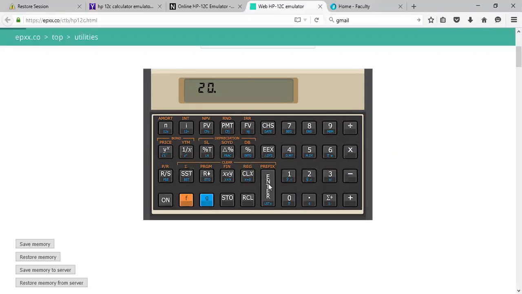So 20 is the first number we're going to use. So we enter it, and then the 10, multiply. So you get 200. Okay, and then let's say division, let's say 500 divided by 10. So 500, enter, 10, divided by, to get 50. Okay, so that's how you add, subtract, multiply, divide. Again, it's the reverse Polish notation.